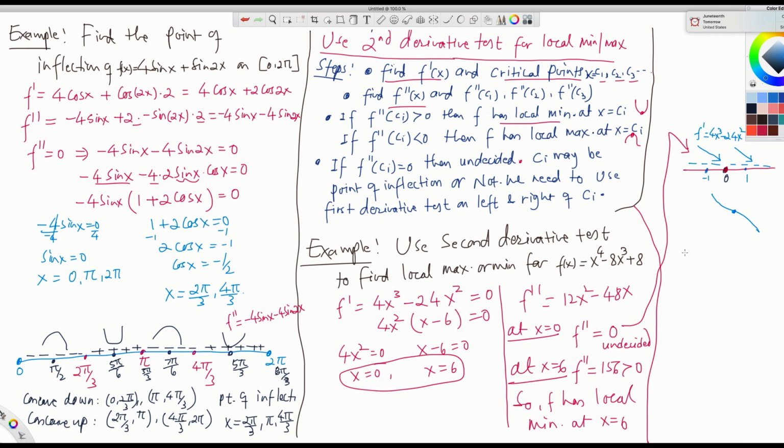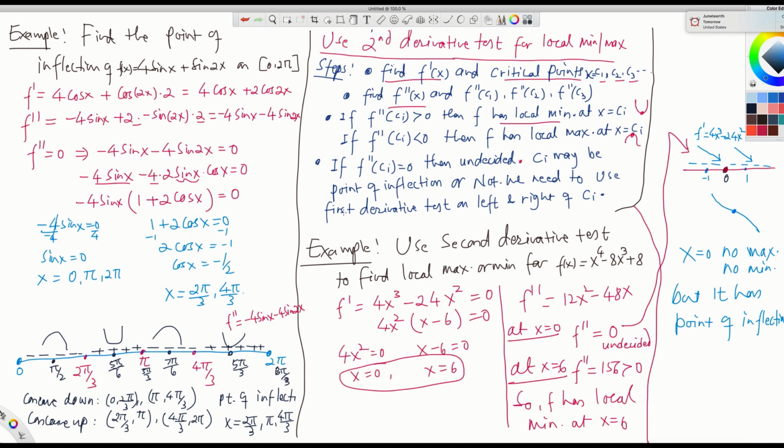Okay, so x equals 0 has no max and no min, but it has a point of inflection, because it is decreasing on both sides of that, and the second derivative is 0 there, right? So it is the boundary between concave up and concave down. So basically it is the point of inflection there.